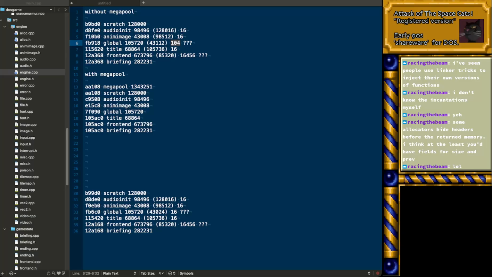If we took F10B0 and added the actual size, 43008, plus what we think is a 16-byte header, we would get FB8C0, which is more aligned than FB918 is. So it's not alignment. What is that about?